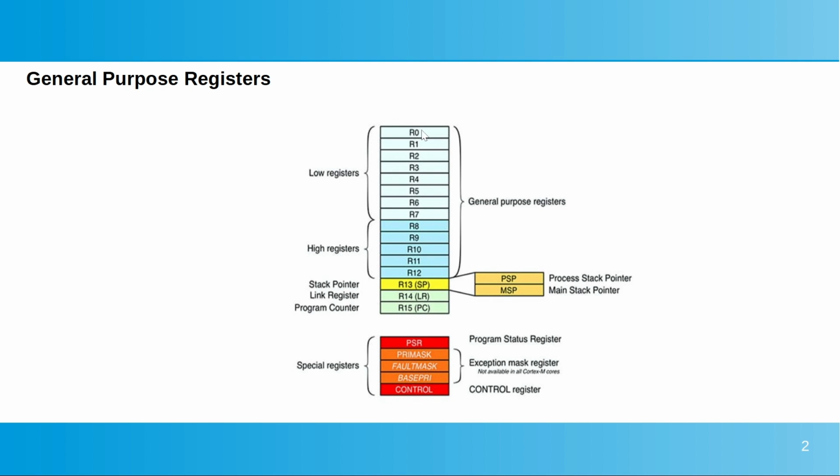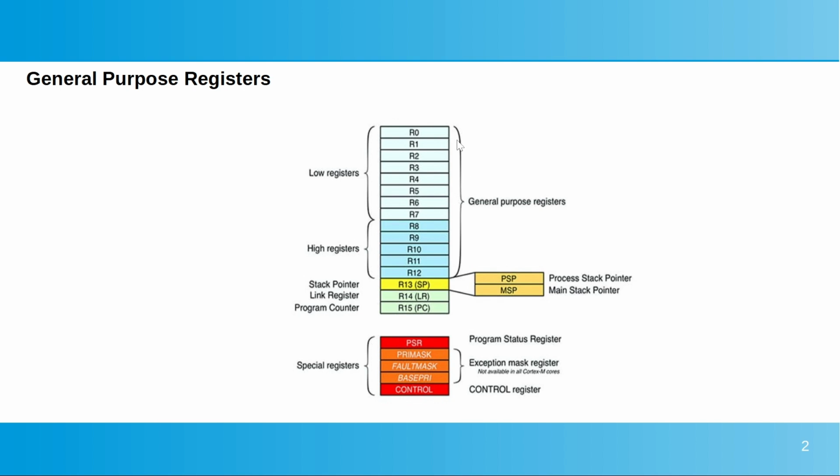Then we have scratch registers like R0, R1, R2, R3. Then we have some other registers like R4, R5, R6 and so on. Those can be used for local variables. Those registers ranging from R0 to R12 can be divided into two subsets of registers. We have the low registers and the high bank registers.